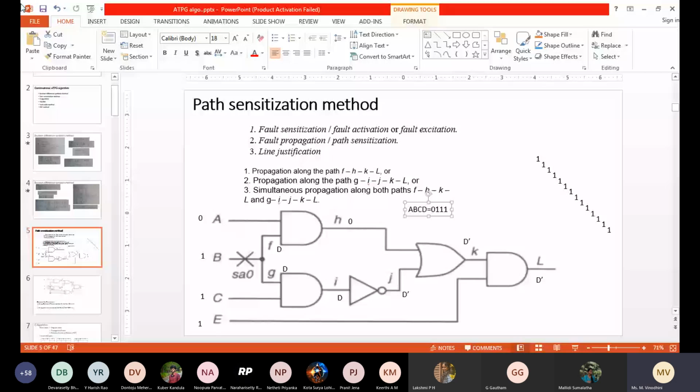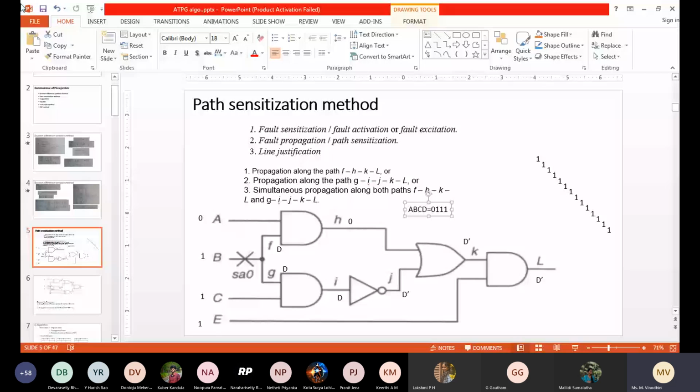If it is an AND gate, D means I will get D, D bar means I will get D bar. But if it is a NAND gate, the opposite: D means D bar, D bar means D. Is it clear? But the other input in AND or NAND should be 1 for propagation.